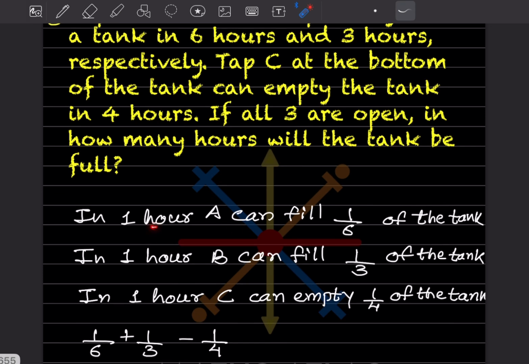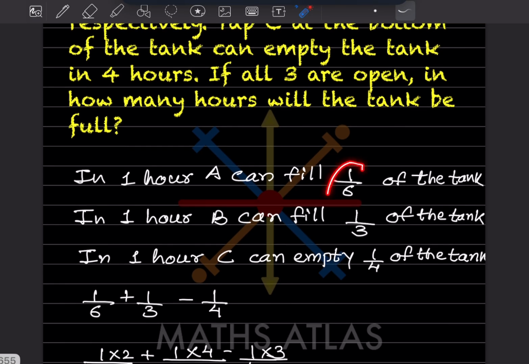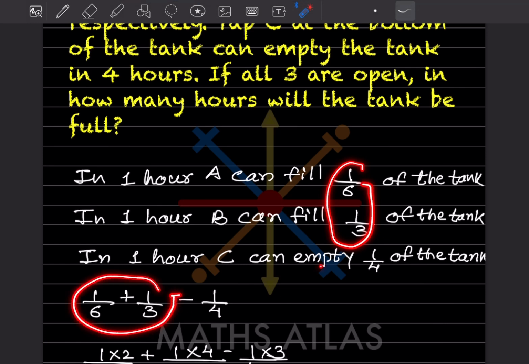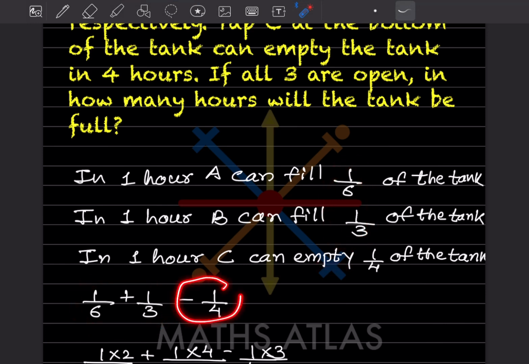So in 1 hour, A can fill, that is given as 6 hours, so that is going to be 1 by 6 of the tank. In 1 hour, B can fill 1 by 3 of the tank. And in 1 hour, C can empty, given as 4 hours, that is going to be 1 by 4 of the tank. So if all are open, how many hours will the tank be full? What you are going to do, you put together, you are going to add these, and this is empty, so you are going to subtract minus 1 by 4.